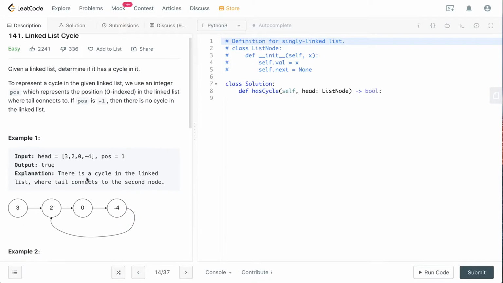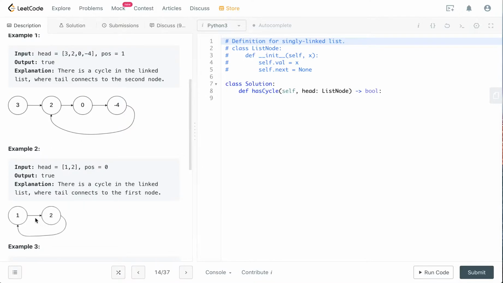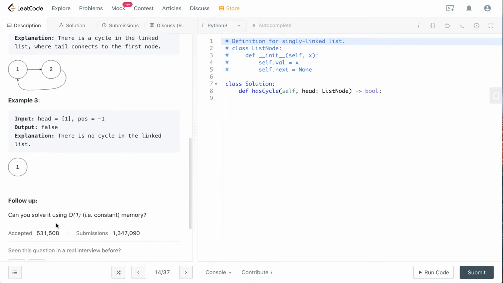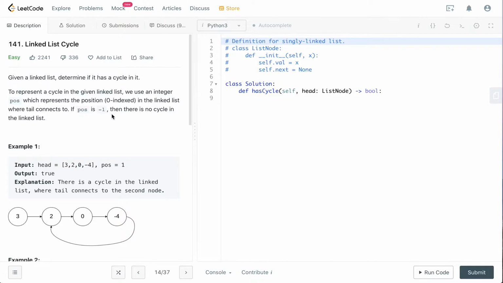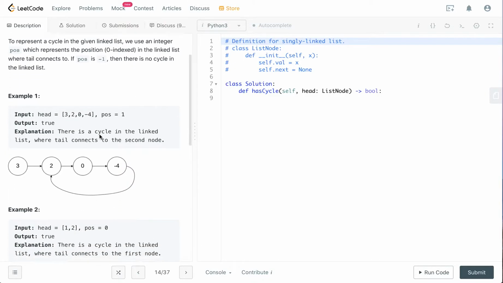So for example, if our linked list is 3, 2, 0, -4, and the tail points to position 1, you can see there is a cycle here. So your output should be true. If your given linked list is 1, 2, and the tail points to position 0, there's still a cycle. And if your given linked list is just 1 and the position is -1, there's no cycle in the linked list, because if position is -1, there's no cycle.